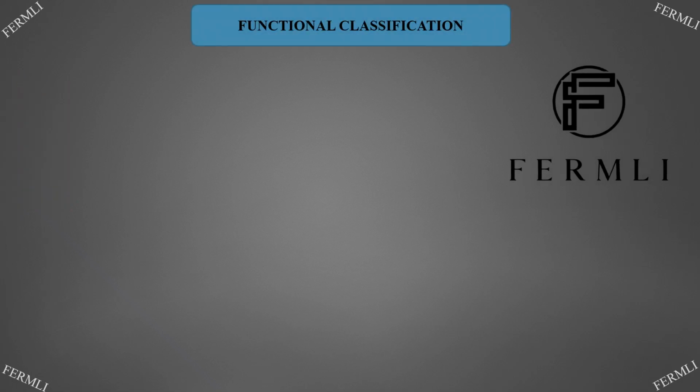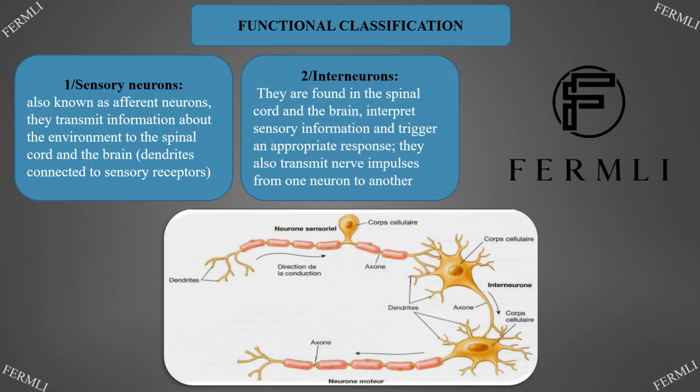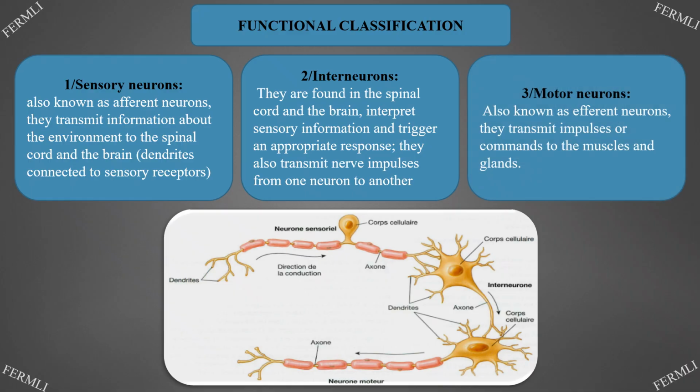Functional classification. One, sensory neurons, also known as afferent neurons. They transmit information about the environment to the spinal cord and the brain, with dendrites connected to sensory receptors. Two, interneurons. They are found in the spinal cord and the brain, interpret sensory information, and trigger an appropriate response. They also transmit nerve impulses from one neuron to another. Three, motor neurons, also known as efferent neurons. They transmit impulses or commands to the muscles and glands.